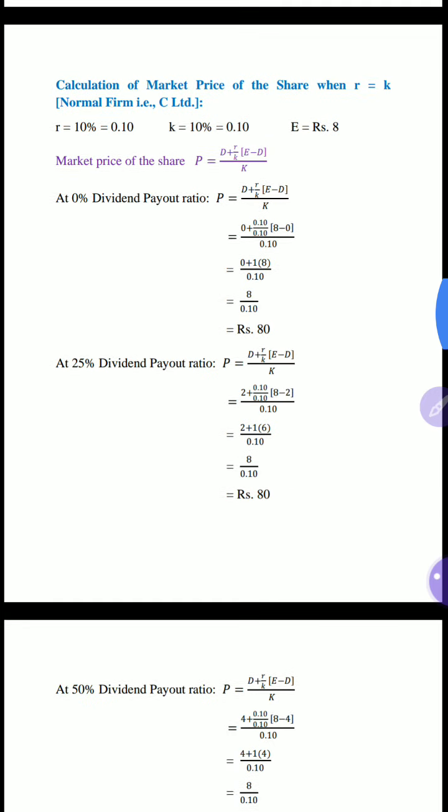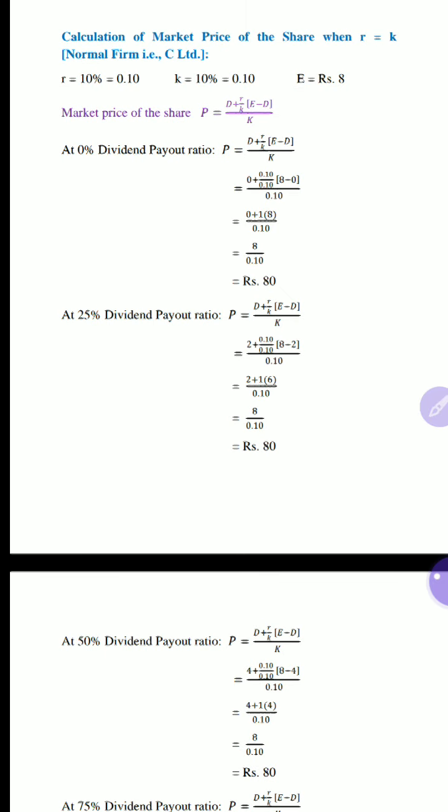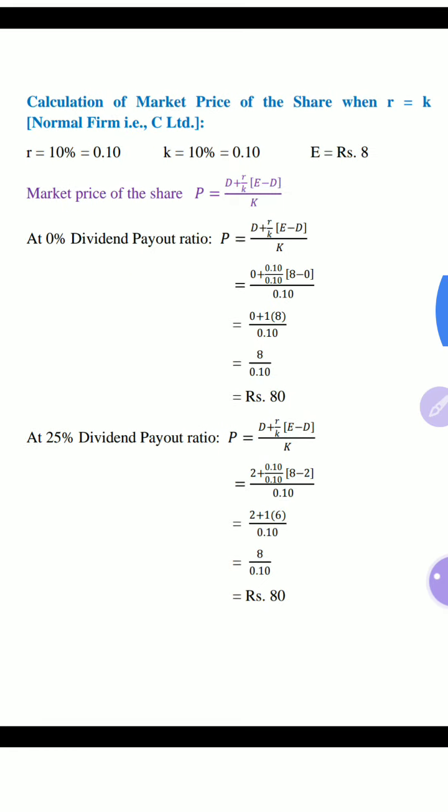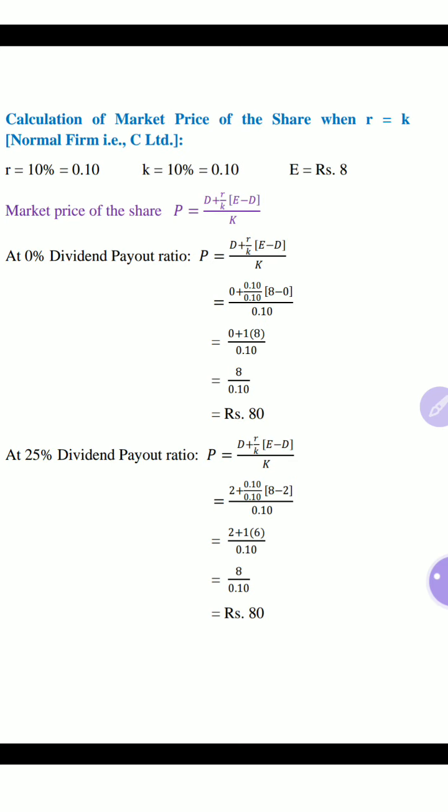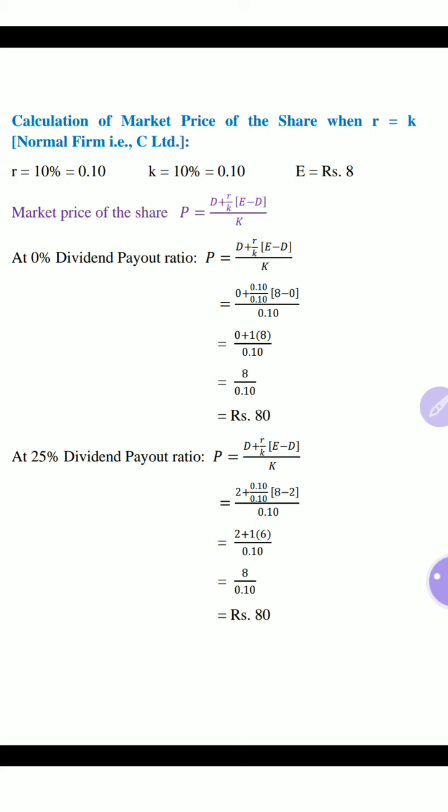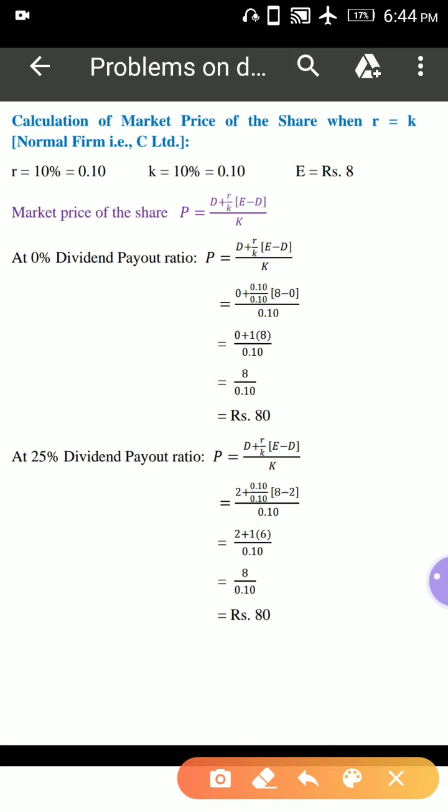And coming to the last one, that is the calculation of the market price of the share when R is equal to K. That is, the R value is 10% as well as the K value is 10%. Now R equal to K means a normal firm, so C Limited is a normal firm, where R is 10%, K is 10%, and there is no change in EPS. So there is no change in the formula also.